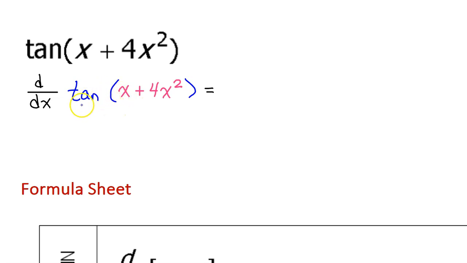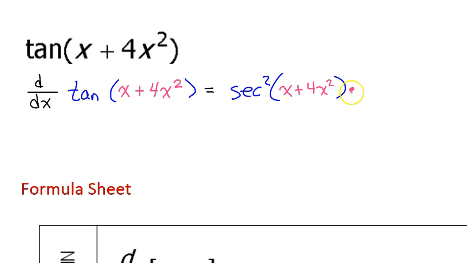I've colorized the outer function in blue and the inner function in red. Chain rule says, first you take the derivative of the outer function. Memorized rule, the derivative of tangent is secant squared. So we begin by writing secant squared parentheses. And inside the parentheses, we keep the inner function the same, x plus 4x squared.